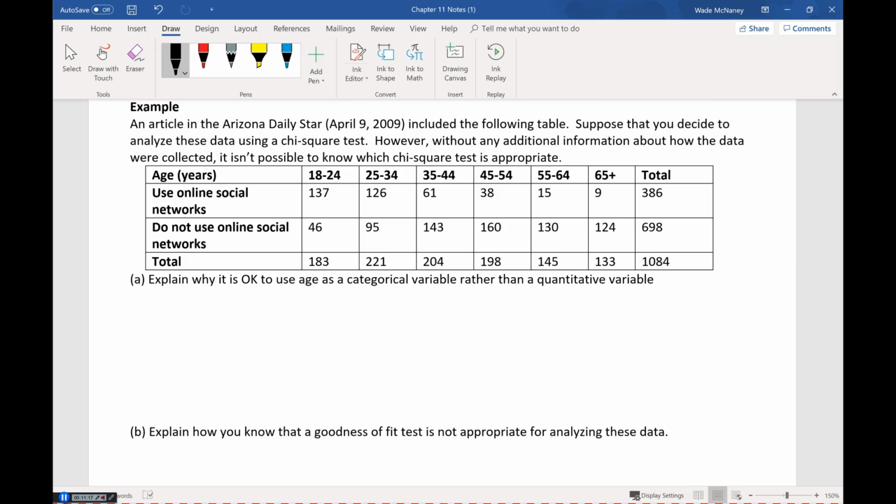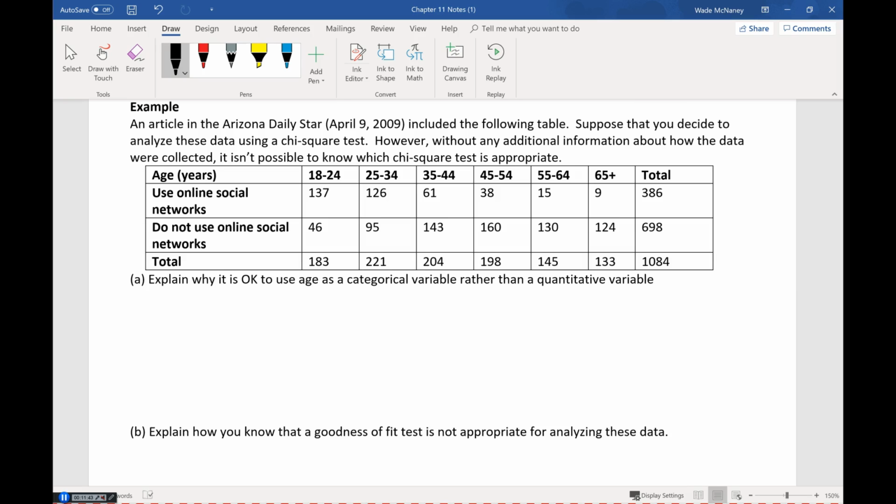So Arizona Daily Star in 2009 had some data that included the following table. Suppose you decided you want to analyze this data using a chi-squared test. Can we use a chi-squared test on this data? Well, first of all, let's talk about age. This is a good review. This is the first question on the JUCO test last year, this example A right here.